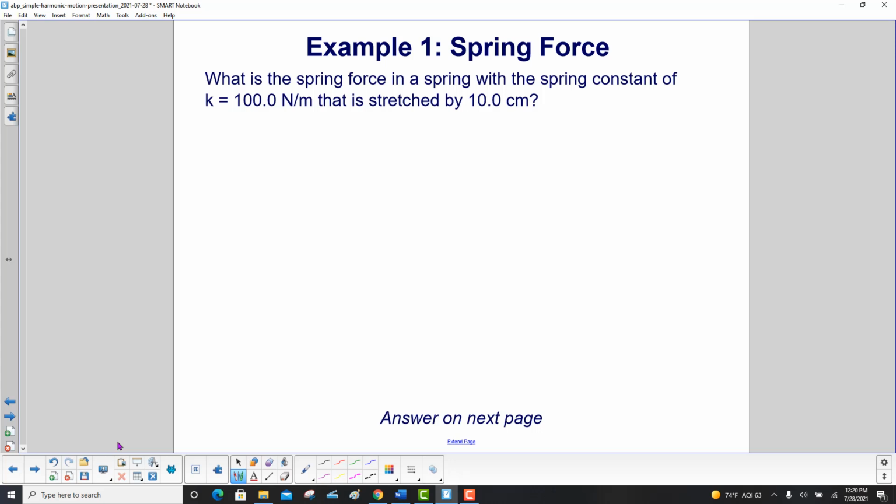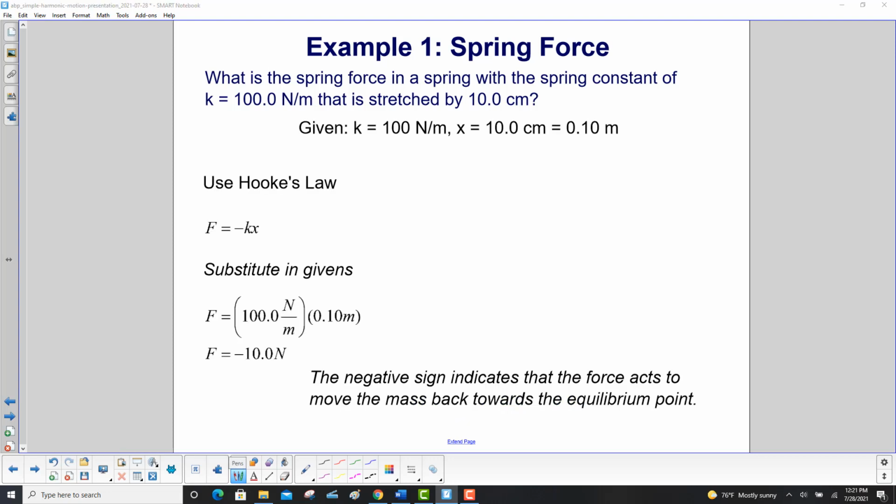What is the spring force in a spring with the spring constant of k equals 100 newtons per meter that is stretched by 10 centimeters? The givens are spring constant is 100 newtons per meter, and be very careful, convert x to meters, so 10 centimeters is 0.10 meter. We'll use Hooke's law, F is equal to minus kx, substitute in the givens, and we get a force of negative 10 newtons. The negative sign indicates that the force acts to move the mass back towards the equilibrium point. That's what's known as a restoring force.